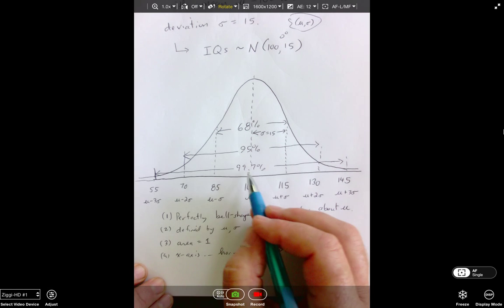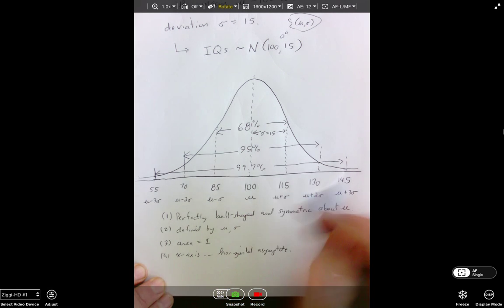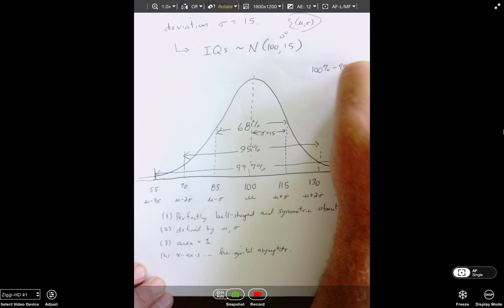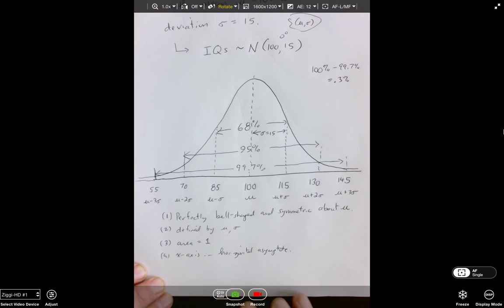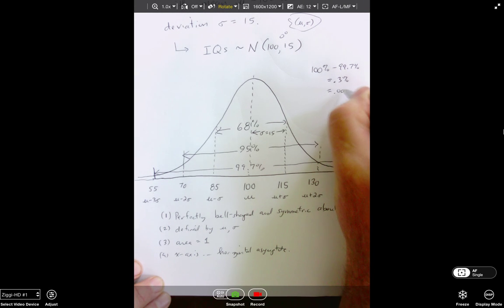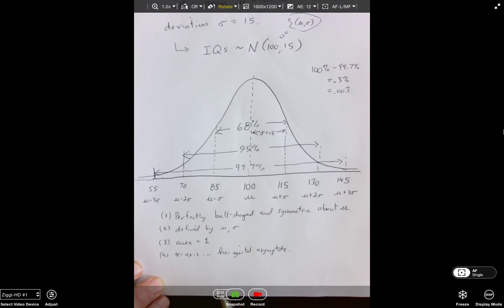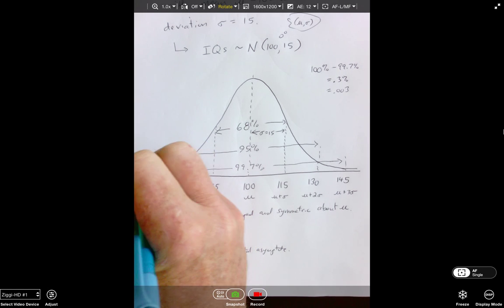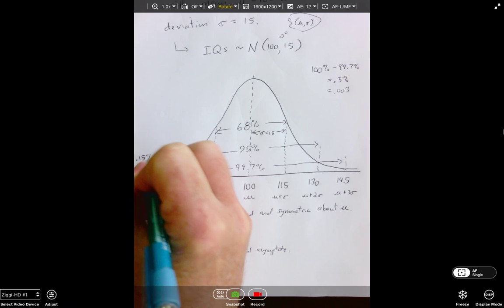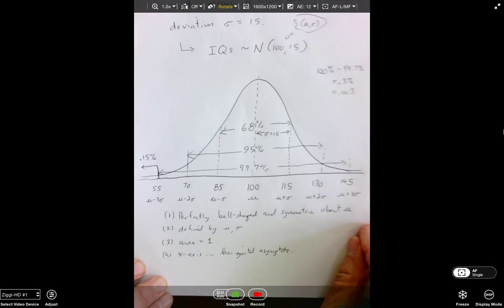And if you think about it, if we describe 99.7%, we're still missing 0.3%, aren't we? 0.3% as a decimal is 0.003. Well, that's what we get down here in the tails, half of that. So we would have 0.15% in the left tail, and we would have 0.15% in the right tail.